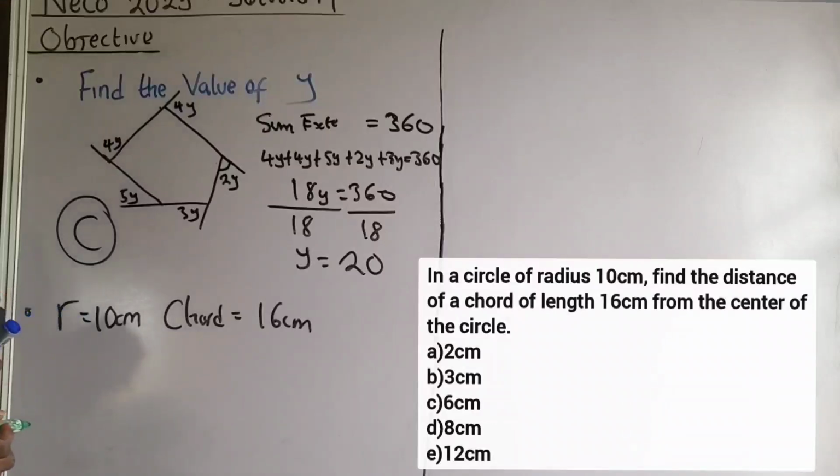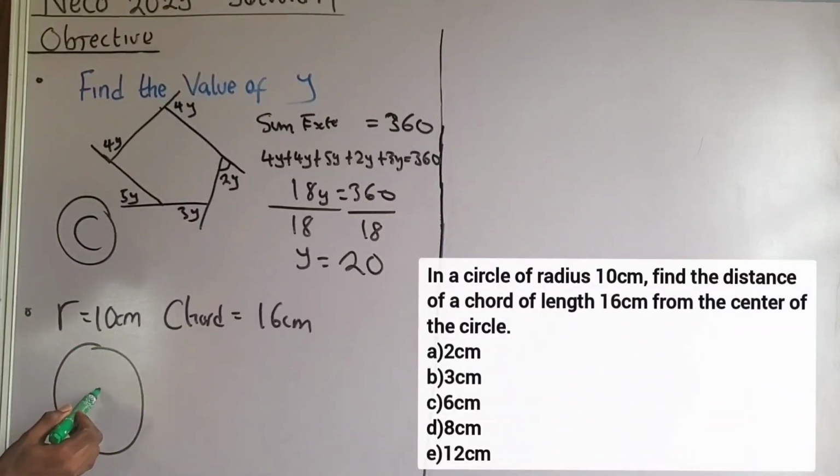So if I want to draw the diagram, the diagram is going to look like this. This is the circle. This is the radius. This is the chord. So the radius is 10 centimeter. This will also be 10 centimeter. So you are looking for the distance of the chord from the center of the circle. If the chord is here, the distance will be somewhere here. The length of the chord has been given as 16 centimeter. So how do you determine the distance between the center of the circle and the chord?